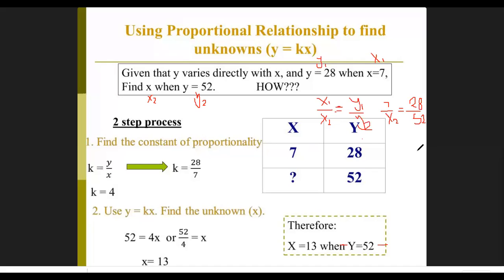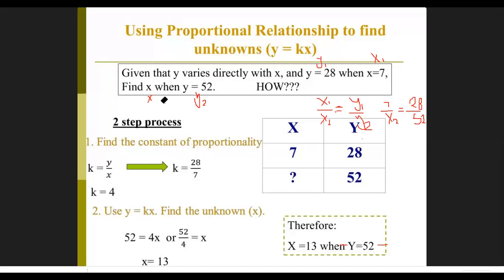Cross multiplication, exactly. So we can say 52 times 7 divided by 28. Or we can write it in this form. So this is the first way: x1 over x2 equal y1 over y2, and then you make the cross product.